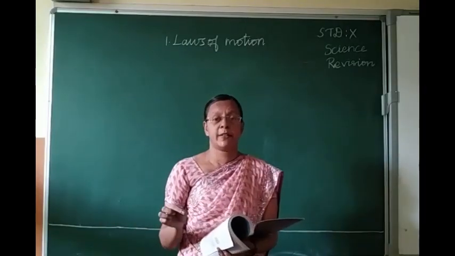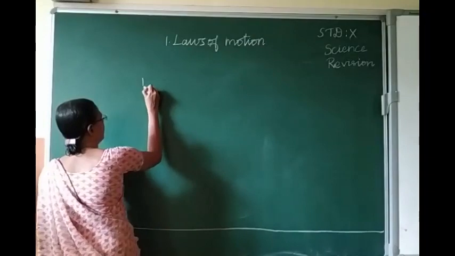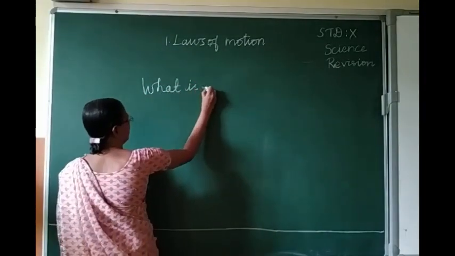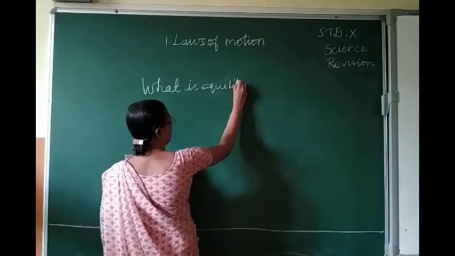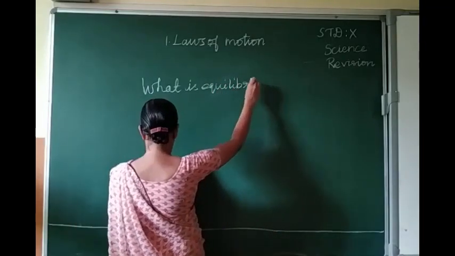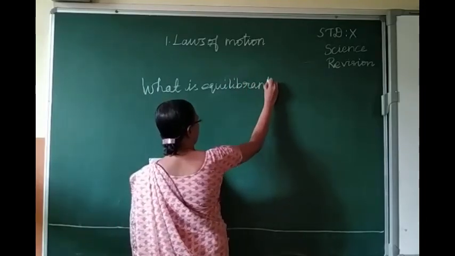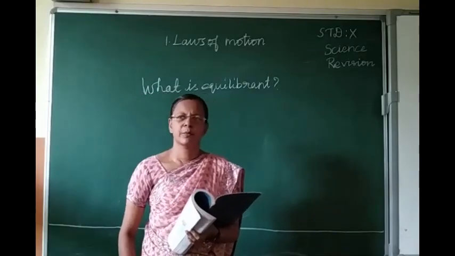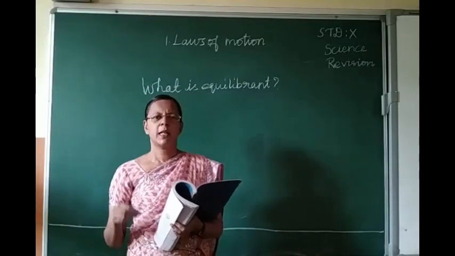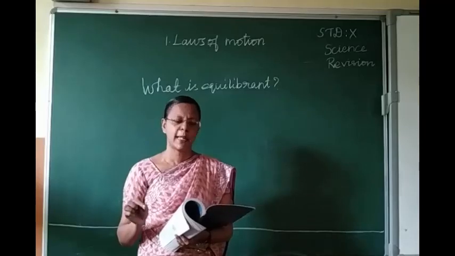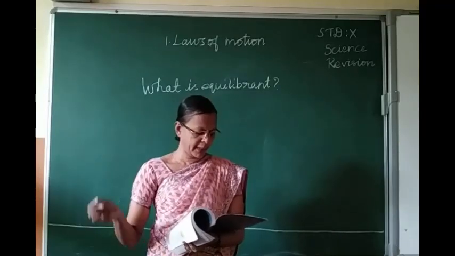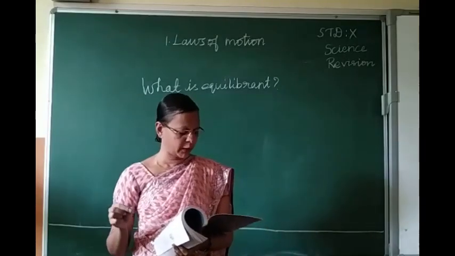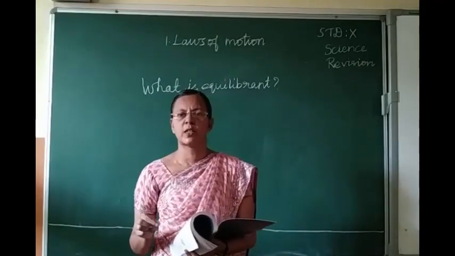So what is equilibrant? Some students know. Those who know, you can say along with me. Others, you have to learn them. A system can be brought to equilibrium by applying another force, which is equal to the resultant in magnitude but opposite in direction. Such force is called equilibrant.